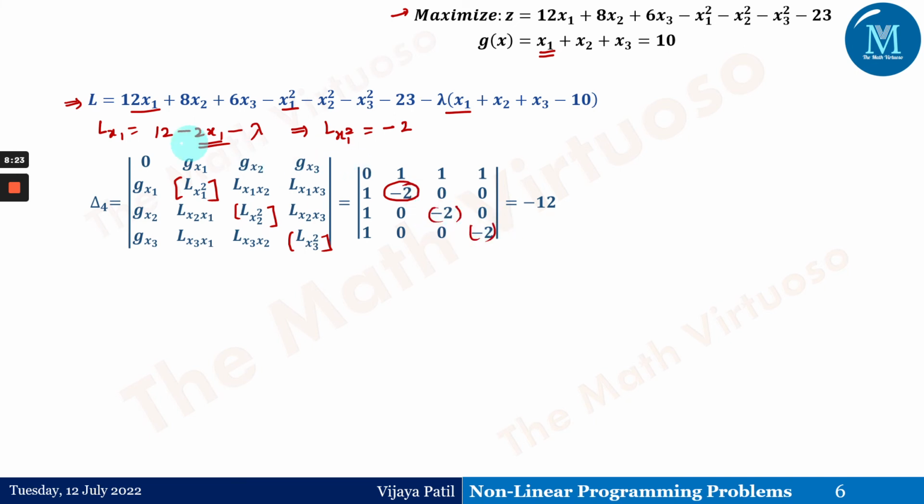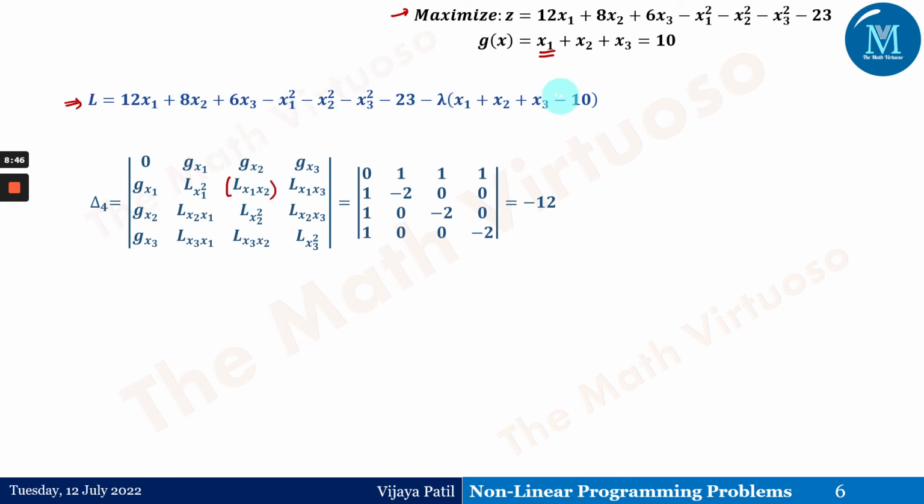The same way what we have applied over here. Now let me just do it again over here for the other terms. If you observe, this is all about the diagonal elements of this particular matrix. Now, if you concentrate on x1, x2, that is L with respect to x1 and x2. L with respect to x1, that is what we got as 12 minus 2 times x1 minus lambda.